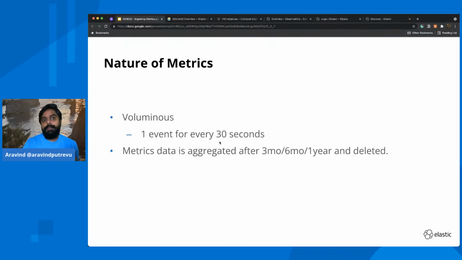That's where many people aggregate these over a period of time, like 1 month, 3 months, 6 months, or a year, and then delete them at a later point in time by just keeping the insights and the data.